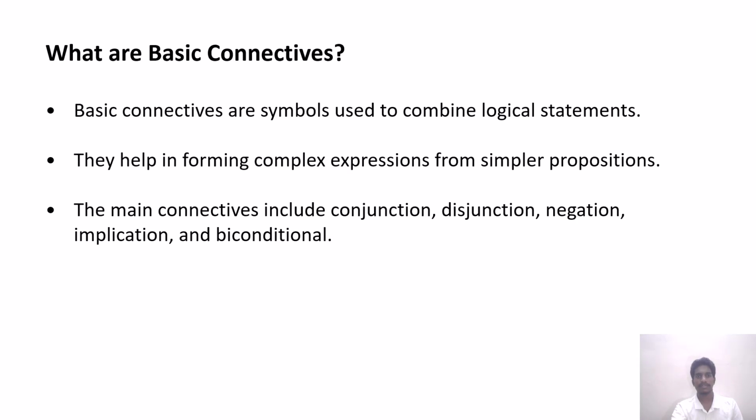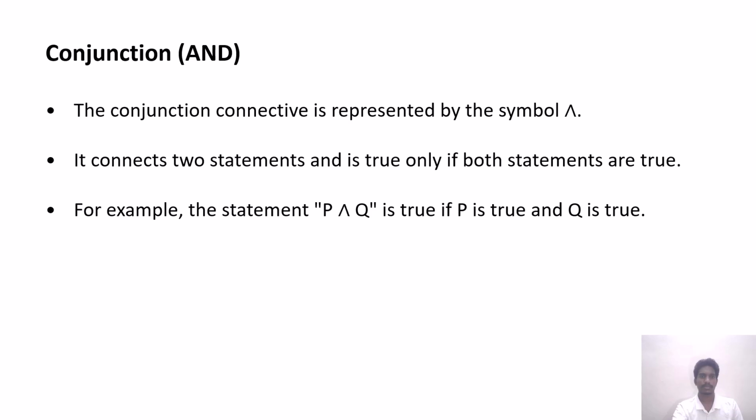What are basic connectives? Basic connectives are symbols used to combine logical statements. They help in forming complex expressions from simpler propositions. The main connectives include conjunction, disjunction, negation, implication, and biconditional. First, conjunction, also known as AND. The conjunction connective is represented by the symbol ∧. It connects two statements and is true only if both statements are true. For example, the statement P ∧ Q is true if P is true and Q is true.